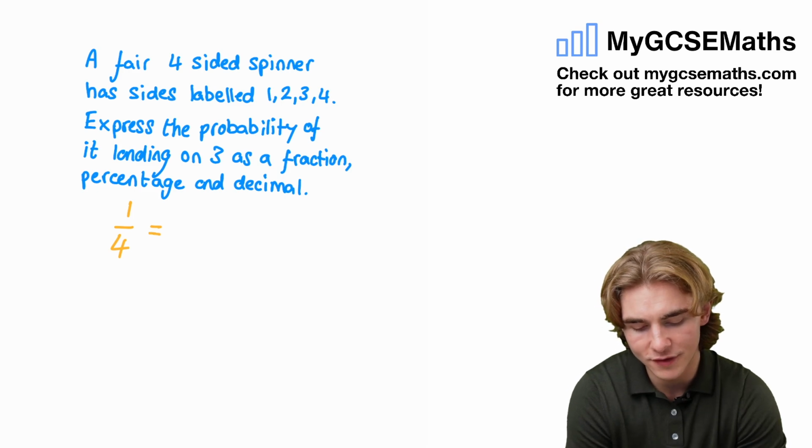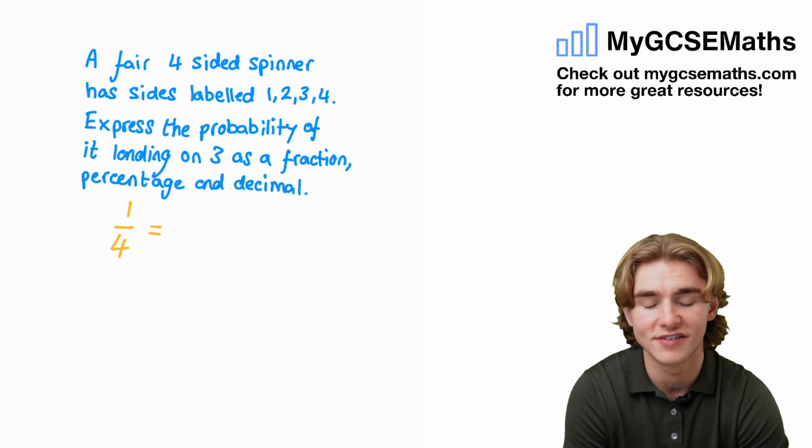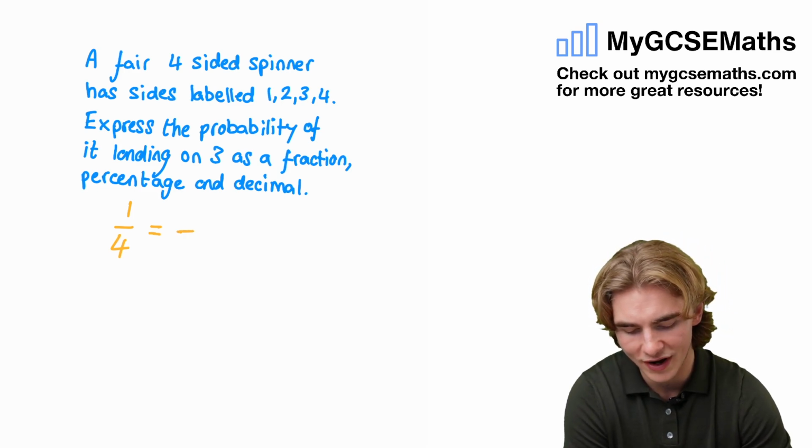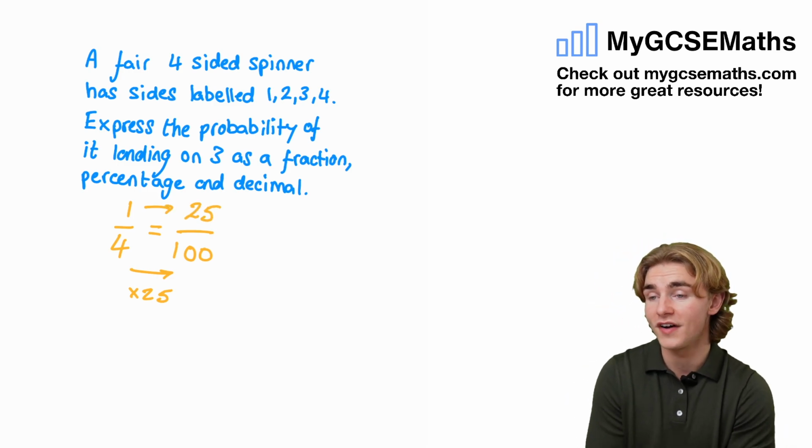As a fraction, converting this then into a decimal and a percentage, the best way to do this is going to be to write it as something over 100. How do we get from 4 to 100? We times it by 25, so we do the same to the top. 1 times by 25 is going to be 25. So we've written this as 25 over 100.